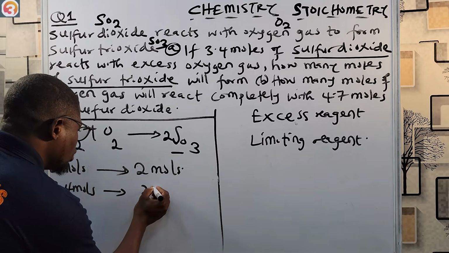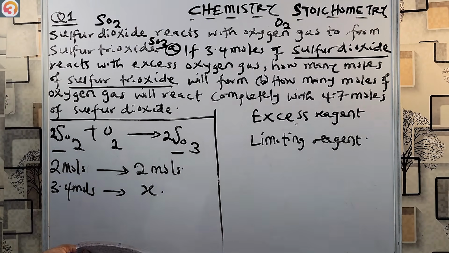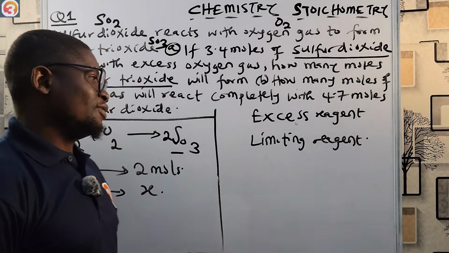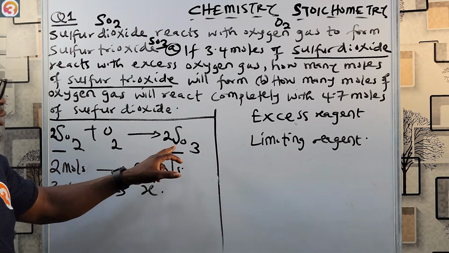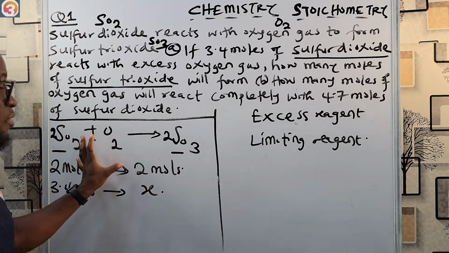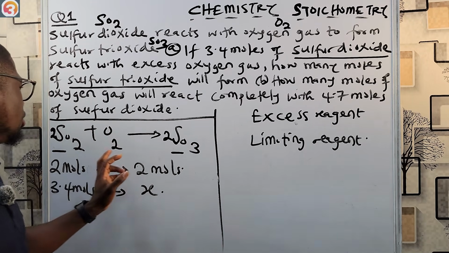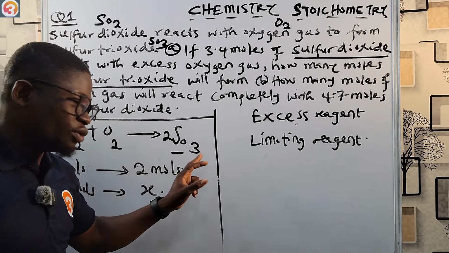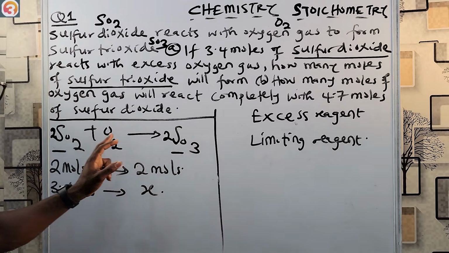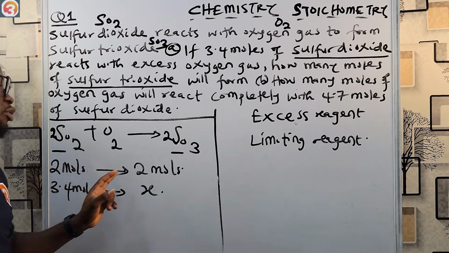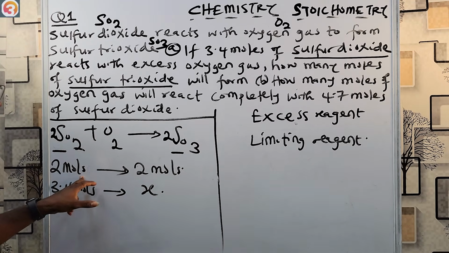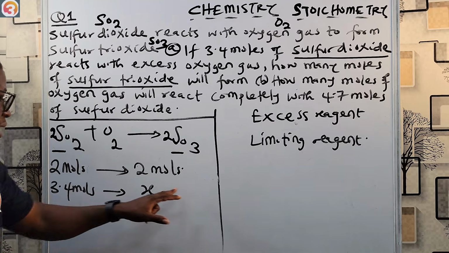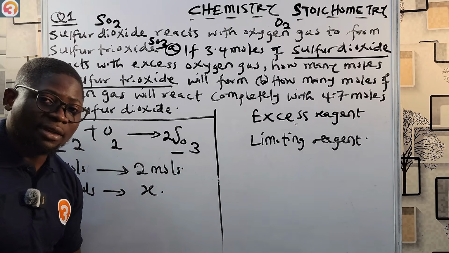So here is what we don't know. Simple as ABC. From our balanced chemical reaction, 2 moles of SO2 reacts to give 2 moles of SO3. Now 3.4 moles will give us how many? It gives us X.